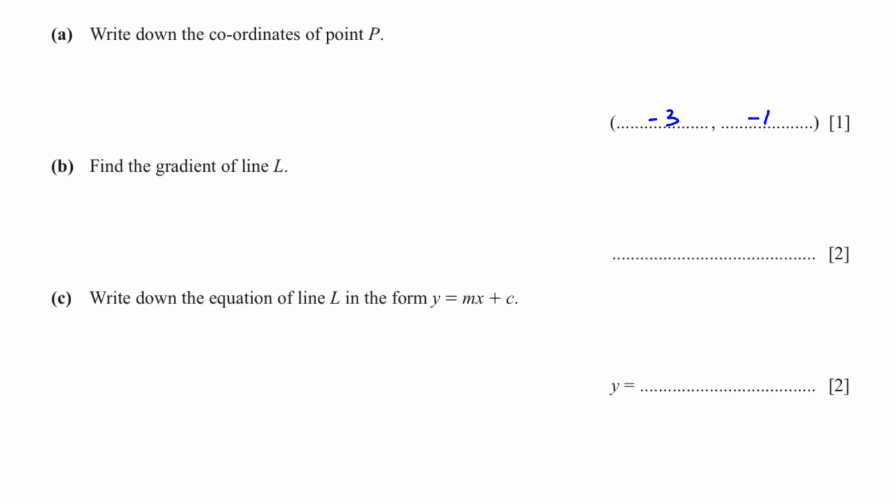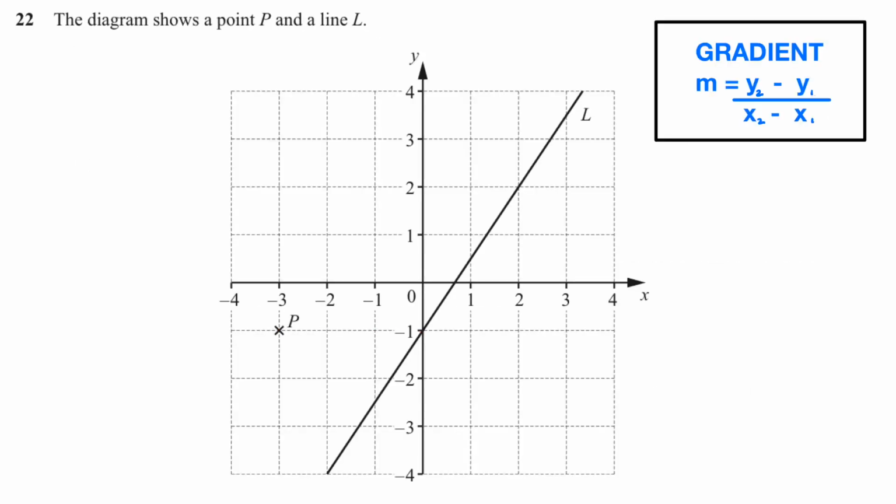Next, find the gradient of line L. To find the gradient, we use the formula y2 minus y1 over x2 minus x1. We need 2 points which are on the line. So one point we will choose 0, -1, and the other 2, 2. So 0, -1, and 2, 2.